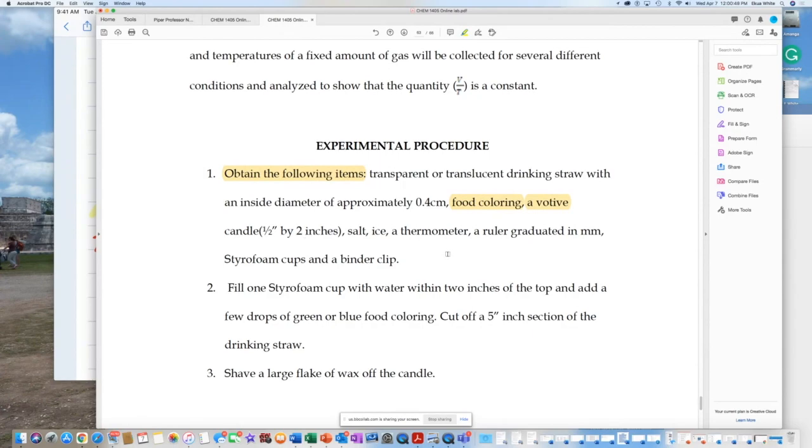So if you're going to be using gum to plug the hole, then you don't need the candle, because the gum makes up for the candle. The wax is just to be able to plug that hole and trap the gas. So if you're not going to be using the candle, you're going to be using gum instead, right?